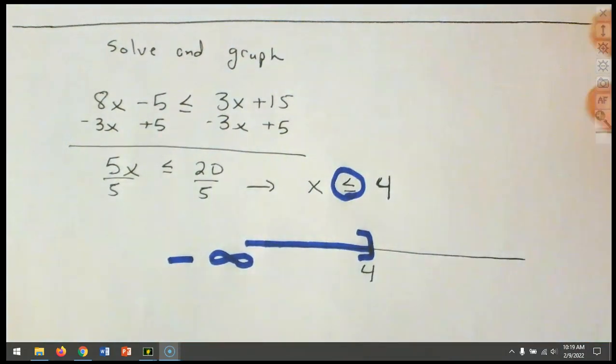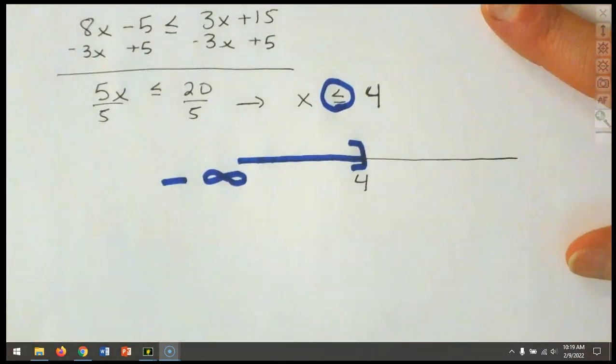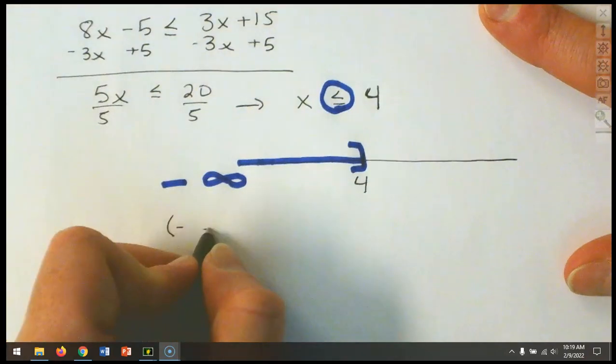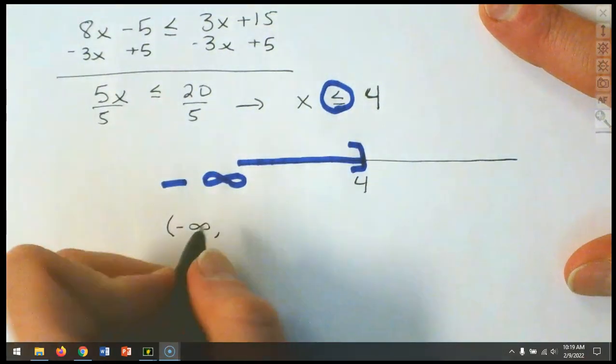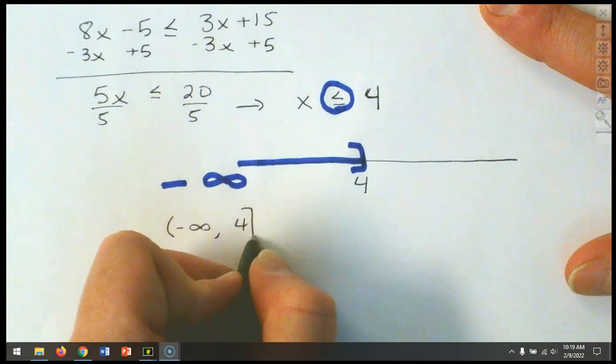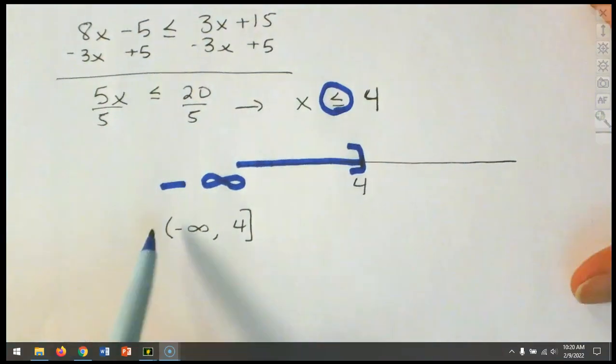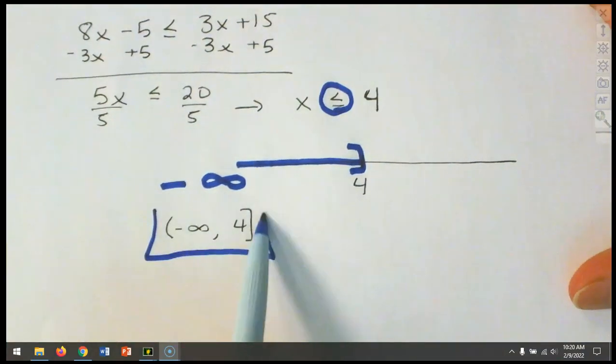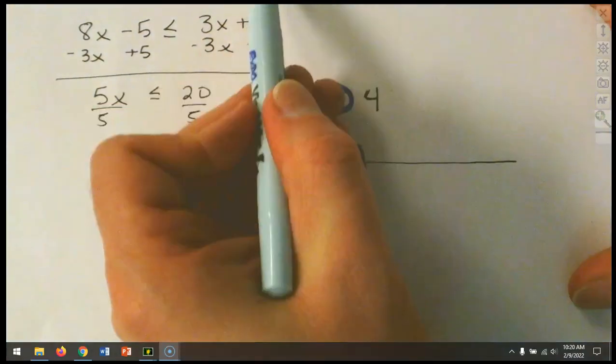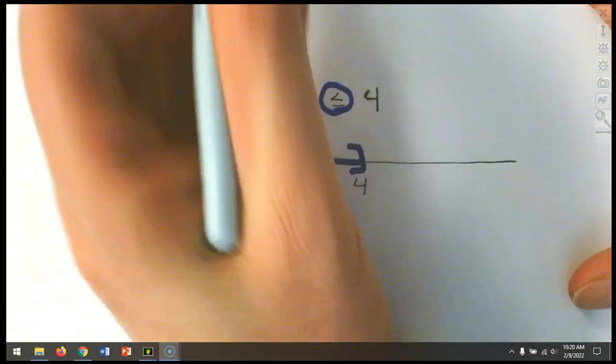What's our answer look like now in interval notation? Parentheses negative infinity, comma 4 with a square bracket. Okay, there's your answer now in interval notation.